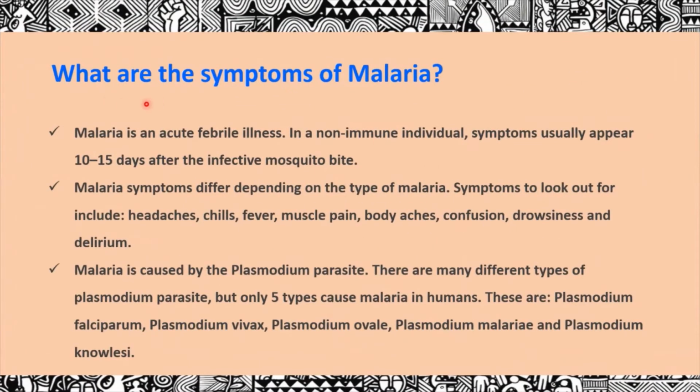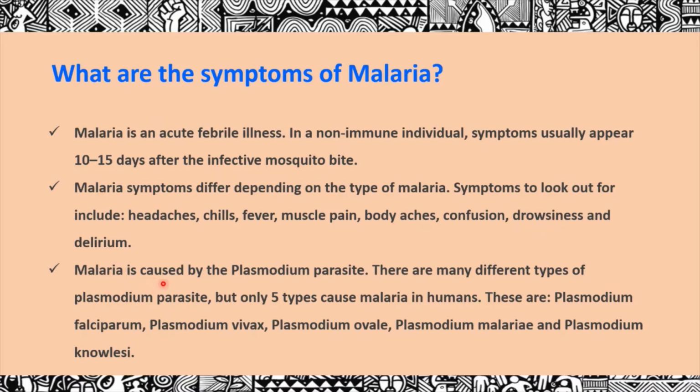What are the symptoms of malaria? Malaria is an acute febrile illness. In a non-immune individual, symptoms usually appear 10 to 15 days after the infective mosquito bite. Malaria symptoms differ depending on the type of malaria. Symptoms to look out for include headaches, chills, fever, muscle pain, body aches, confusion, drowsiness, and delirium.